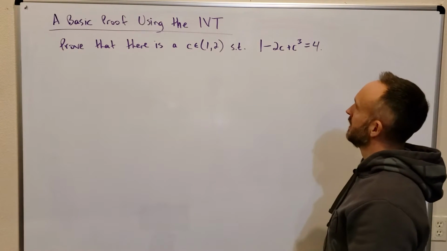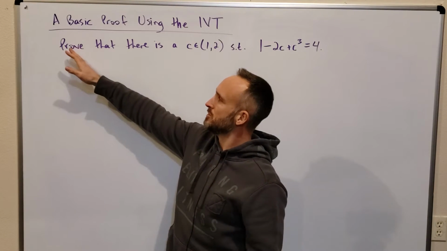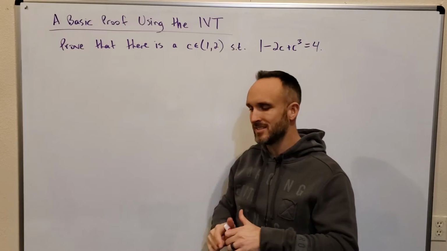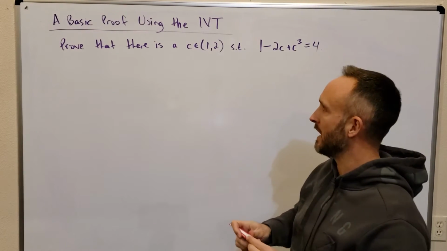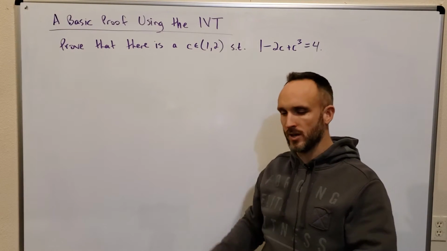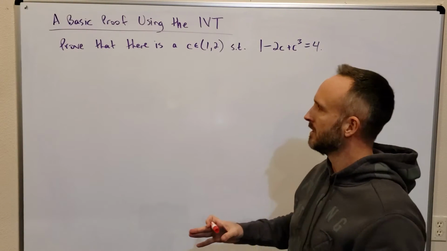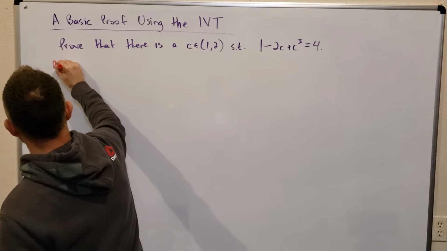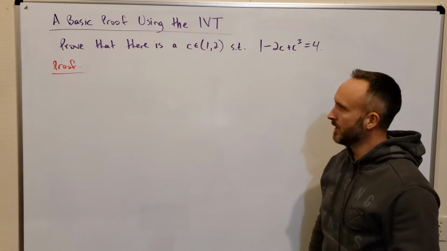All right, and I probably should have said use the intermediate value theorem to prove that, just as a hint as to how to do this. So the first thing you need to know is what the intermediate value theorem is. I'll assume if you need to review it, go for it. I'll talk about it as I go, but I'm not going to write the theorem out, though I will use it. So we'll label this proof.